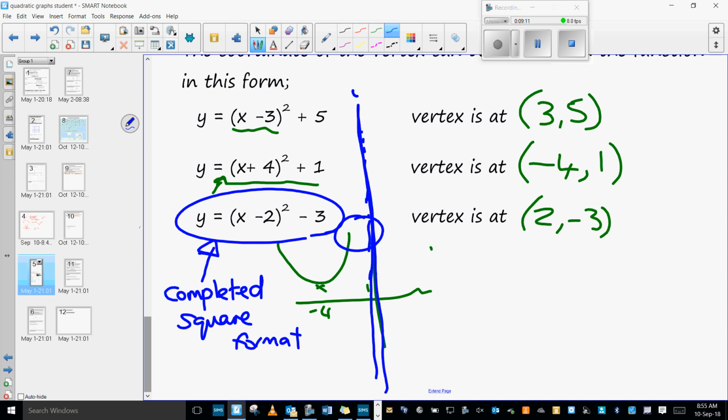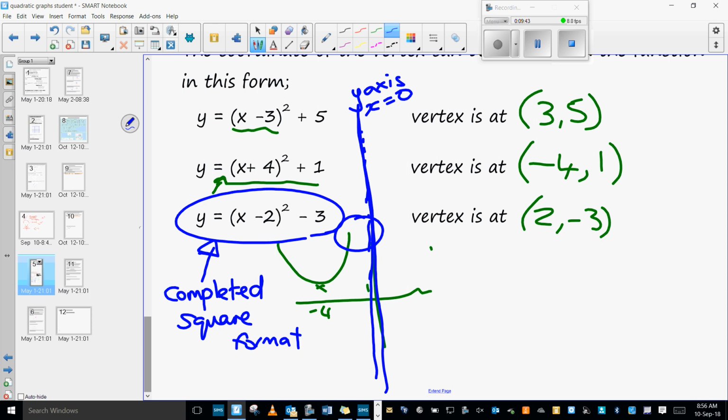What's another name for that line? It's where x equals 0. So if we know that x is 0 along that line, what would we do to find the y-intercept? Substitute 0 into here, yeah? So we would have 0 take away 2. What's that? Negative 2. Squaring negative 2 gives us positive 4. Take away 3.